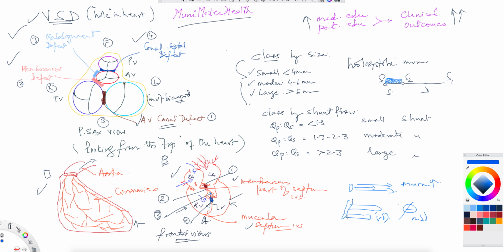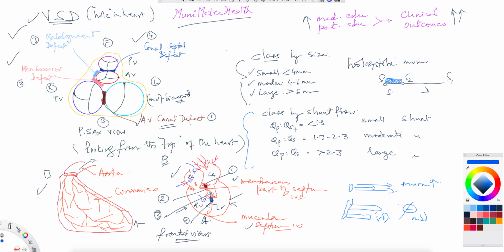Whereas a smaller defect will be like that. Okay, so that'll be a smaller defect, but it has larger connotation. Remember, it has negative prognosis. Why? Because you have larger volume going there. So it's the opposite here. So just remember that. Another way of classification is here, where the QP/QS ratio.